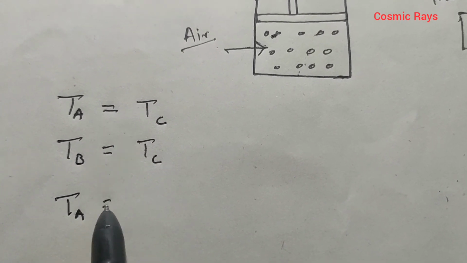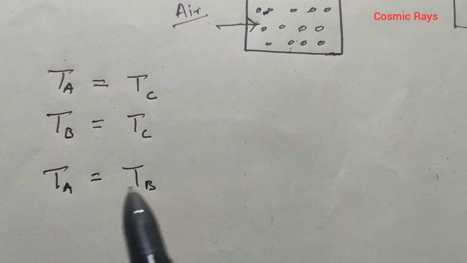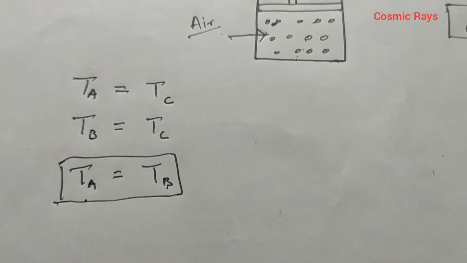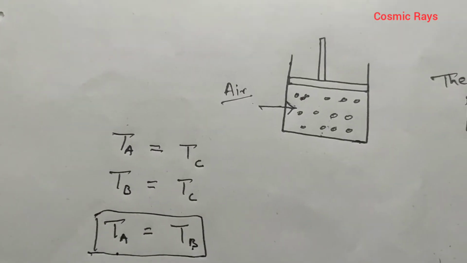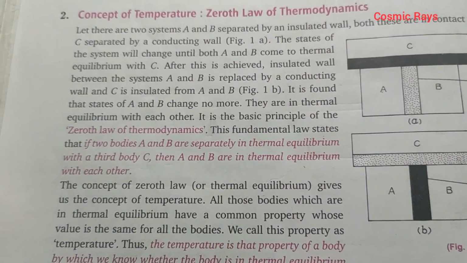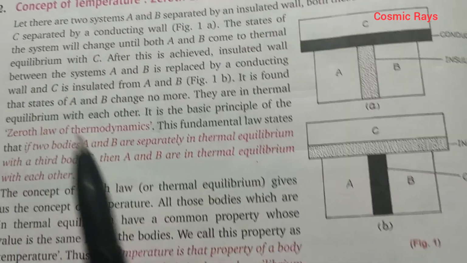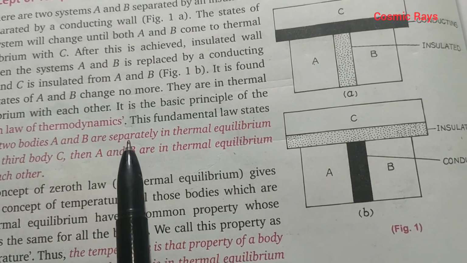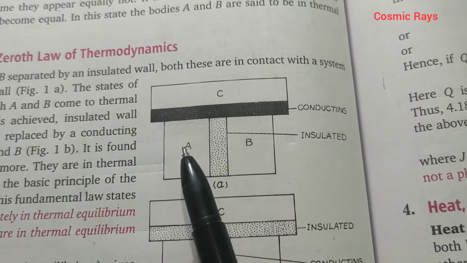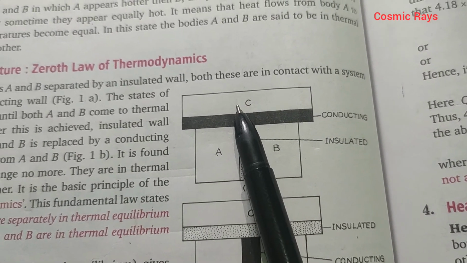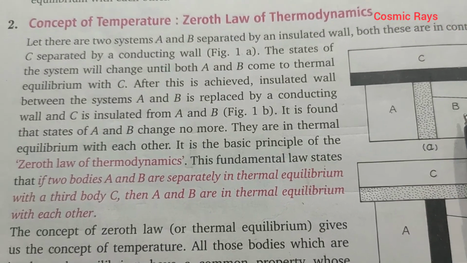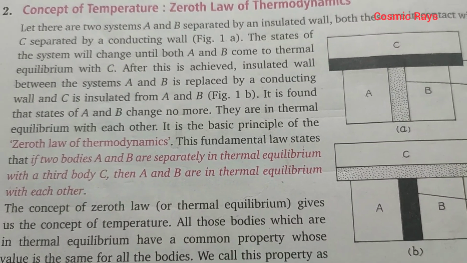the temperature of body A will be equal to the temperature of body B, which means body A and body B will also be in thermal equilibrium with each other. How do we state this law? It simply states that if two bodies A and B are separately in thermal equilibrium with a third body C, this is what we said, A and B both are in thermal equilibrium with body C, then A and B are in thermal equilibrium with each other.